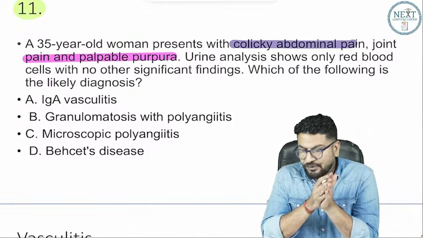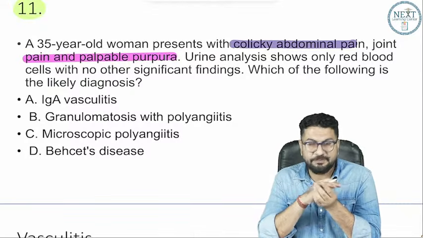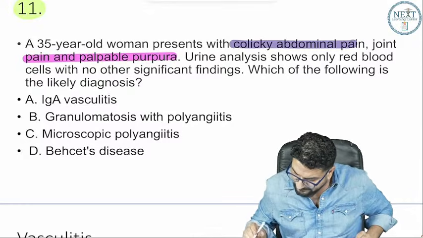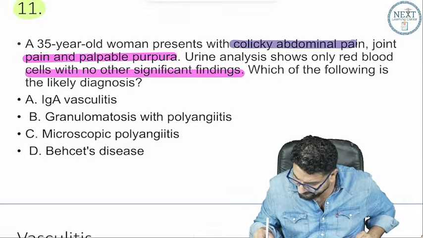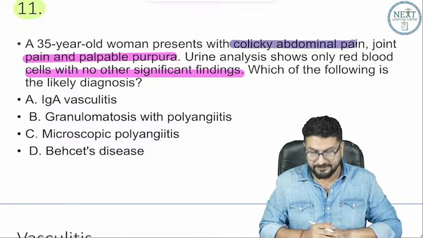Again, whenever you see a question on palpable purpura, understand this thing. Don't be in a hurry. Just remember, always see the question carefully. Urine analysis shows only RBCs with no other significant finding. Only RBCs you can see in urine. What is the likely diagnosis? So what is it? Now understand.